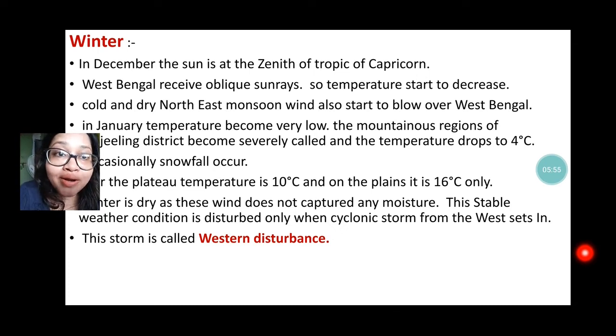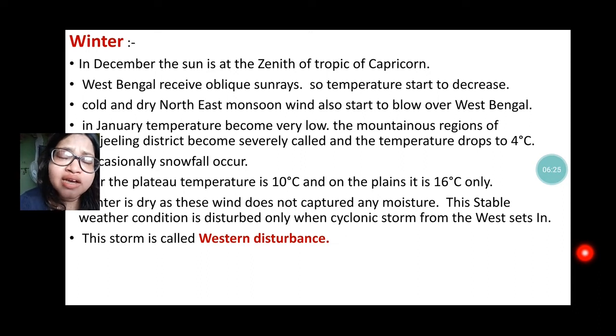Okay, cold and dry northeast monsoon wind also starts to blow over West Bengal. You know, in the month of January the temperature becomes very low, and in the mountainous region sometimes snowfall happens because the temperature is very low. In the plateau regions it is 10 degrees centigrade and the plain regions have a temperature of 16 degrees centigrade.